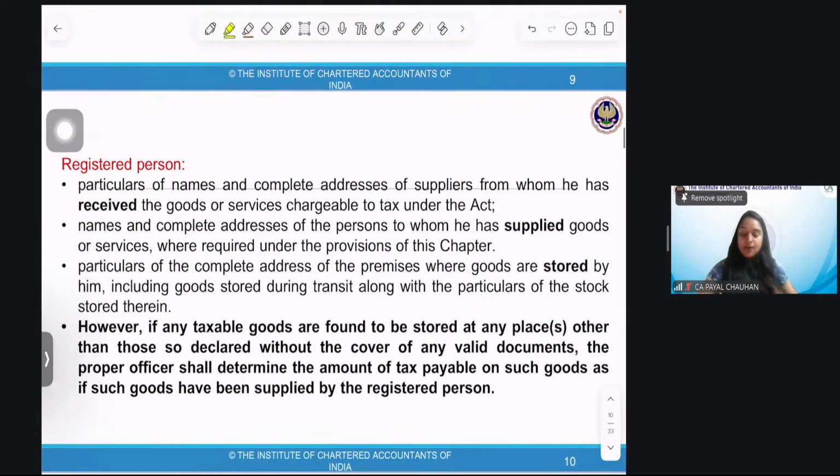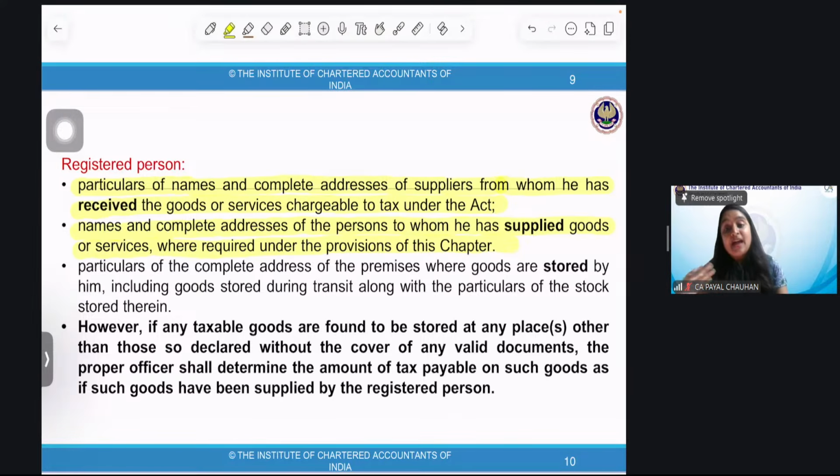Very good. Now, particulars of name and complete address of the suppliers from whom he has received the goods or services chargeable to tax under the act. From anyone, if I have received any goods or services, I have to keep the complete details of such person, his name, his GSTIN, and so on. Also the name and complete address of the person to whom he has supplied goods or services, where required under the provision of this chapter.